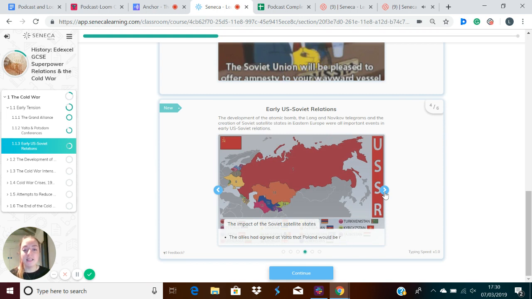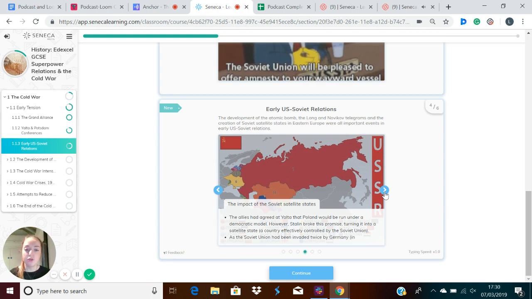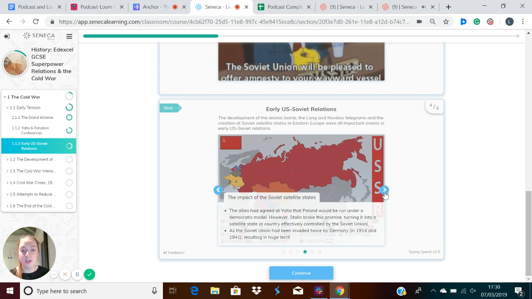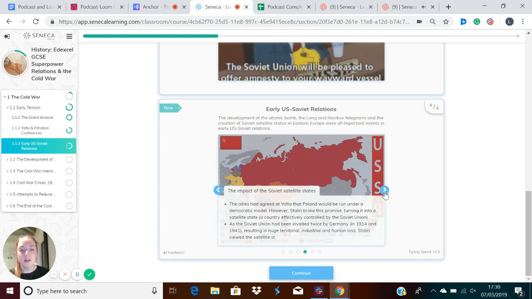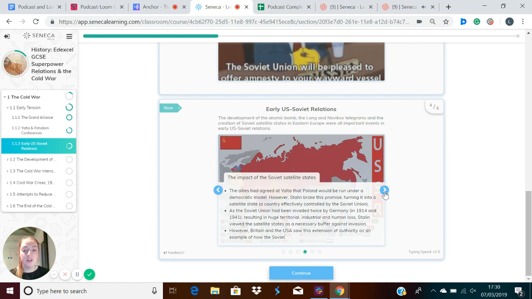The Allies had agreed at the Yalta Conference that Poland would be run under a democratic model. However, Stalin broke this promise, and he turned it into a satellite state. A satellite state is a country that is effectively controlled by another one, in this case, the Soviet Union. As the Soviet Union had been invaded twice by Germany, in 1914 and in 1941, this resulted in huge territorial, industrial, and human loss. Stalin viewed the satellite states as a necessary buffer against invasion.